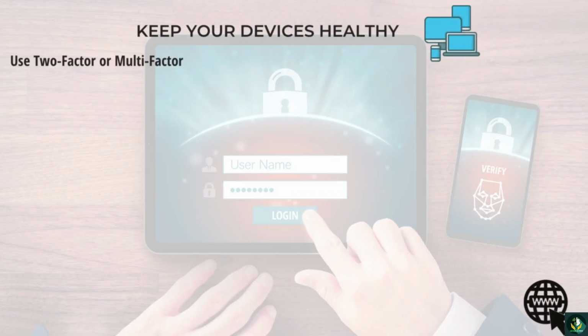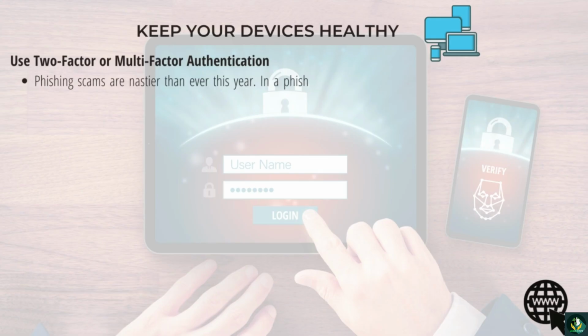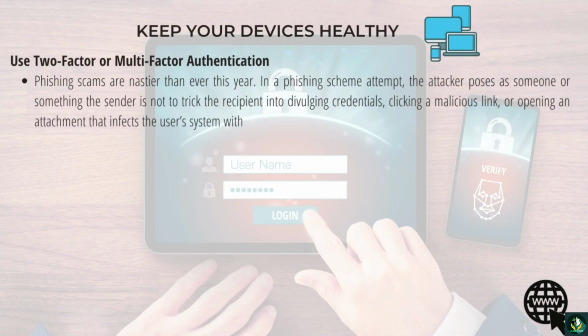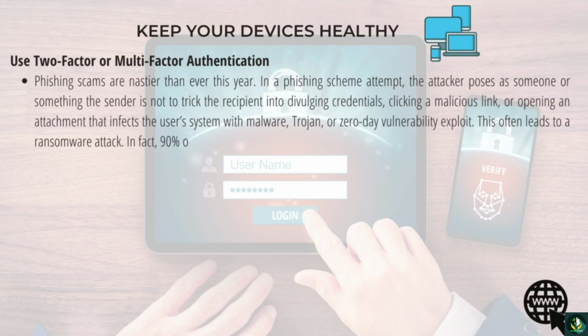Phishing scams are nastier than ever this year. In a phishing scheme attempt, the attacker poses as someone or something the sender is not, to trick the recipient into divulging credentials, clicking a malicious link, or opening an attachment that infects the user's system with malware, Trojan, or zero-day vulnerability exploit. This often leads to a ransomware attack. In fact, 90% of ransomware attacks originate from phishing attempts.